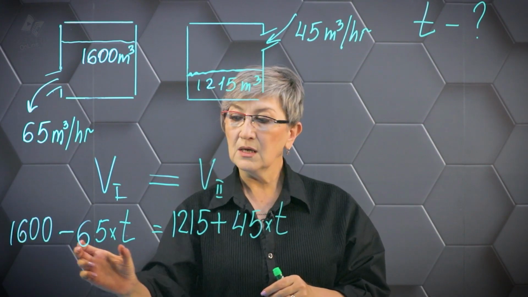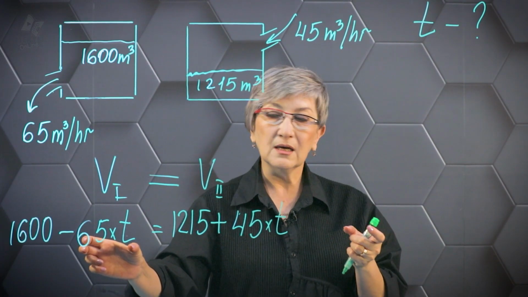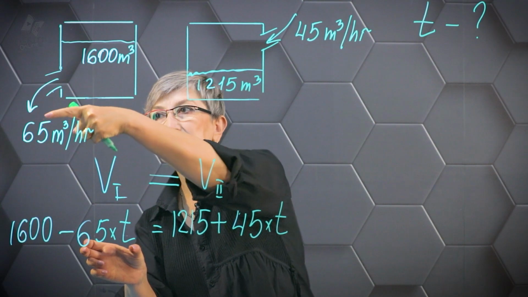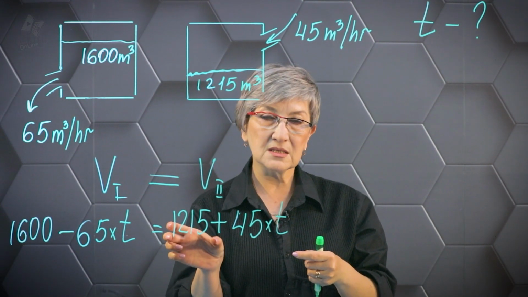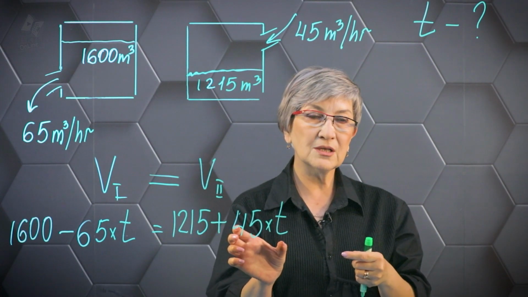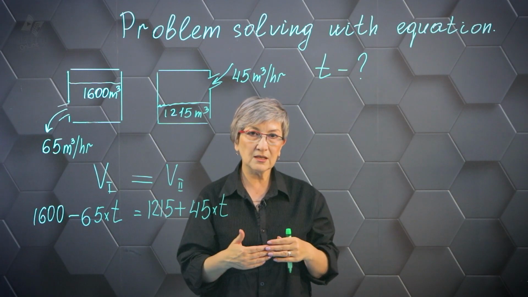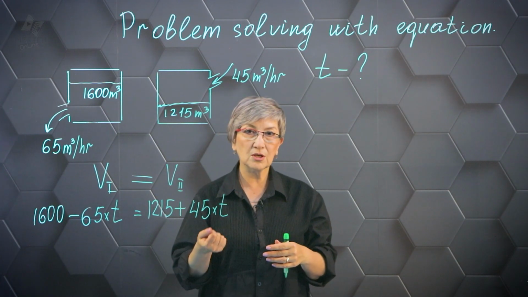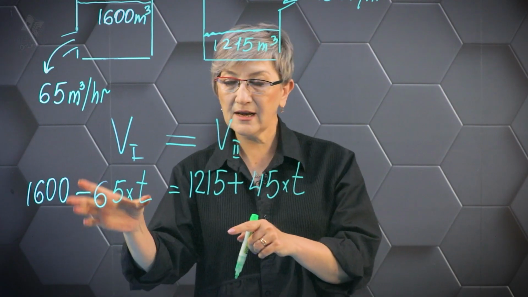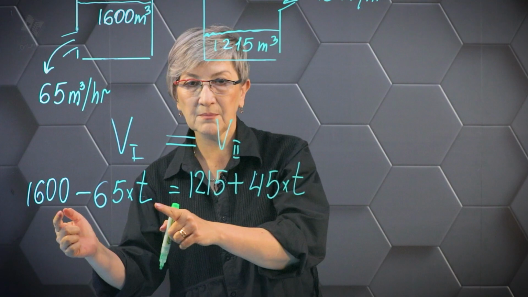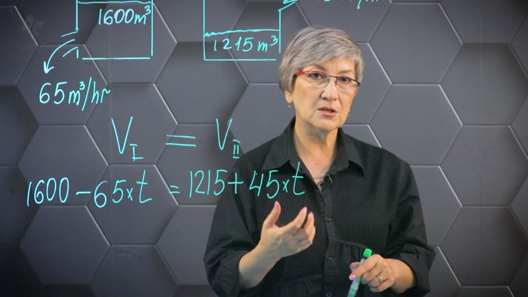1,600 is the volume. 65 times t is also the volume of water that's going to come out of the first pool. On the right-hand side, 1,215 is the volume, and 45 times t is the volume of water that will enter the second pool. And only after that can we solve the equation we got. We've checked that the left-hand side represents a volume, and the right-hand side represents a volume. And now we're going to solve the equation.